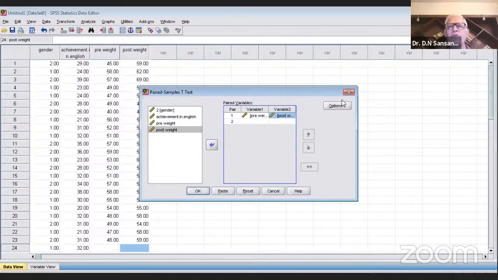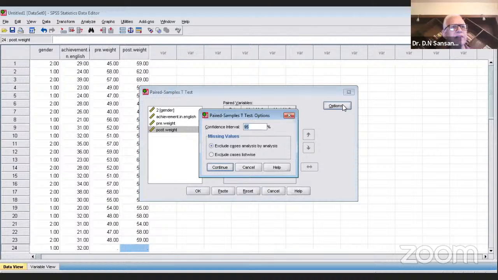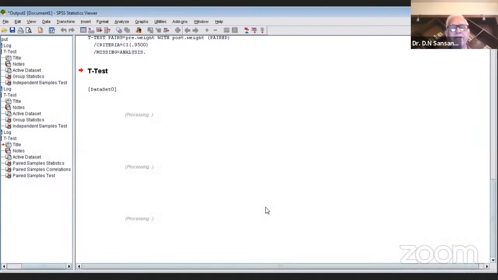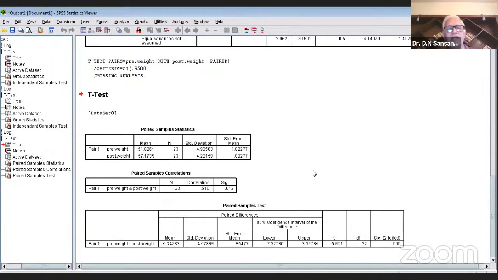Okay, all right. If you go to the option, you see it is 95% confidence, or level of significance is 0.05. It is all right. Now you go to OK, and this is the result. Now you can see the result very carefully. In this case, your pre-weight mean is 51.83 and your post-weight mean is 57.17. Your SD for the pre is 4.90 and for the post is 4.28, and your N is 23.